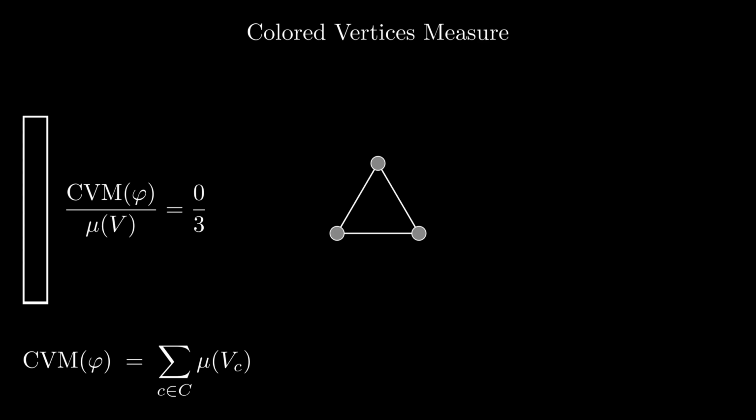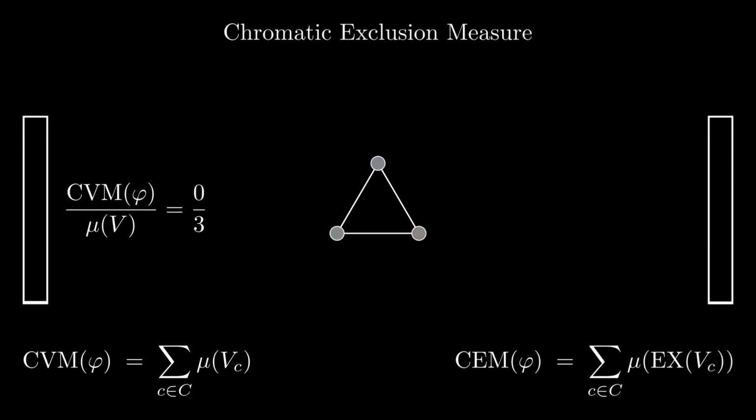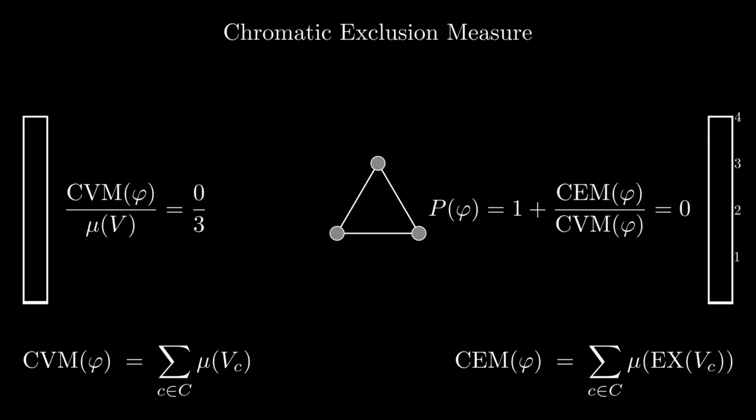First, the colored vertices measure. This one is very simple really. How many vertices did we color? Let's color the 3 vertices and watch our progress. So far, so good. Now, the chromatic exclusion pressure is a bit more complicated. When we color one vertex in K3, we exclude 2 vertices from having that color.